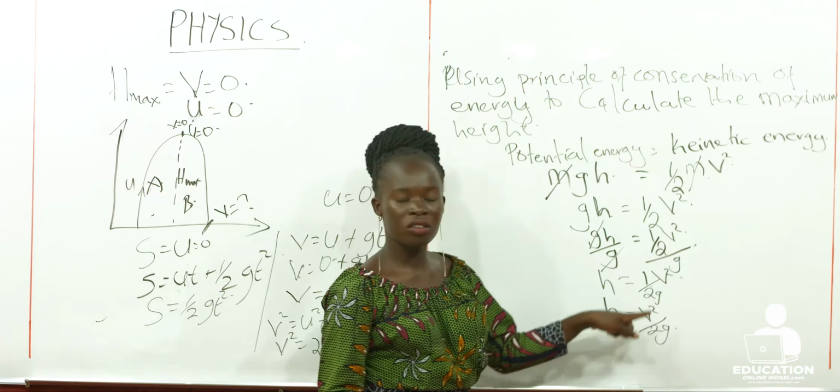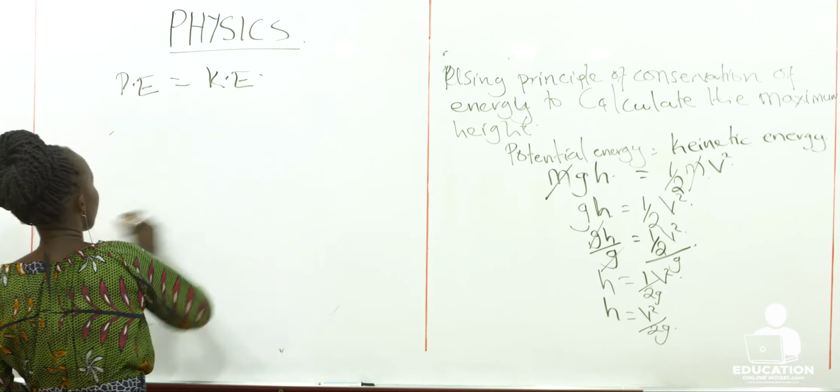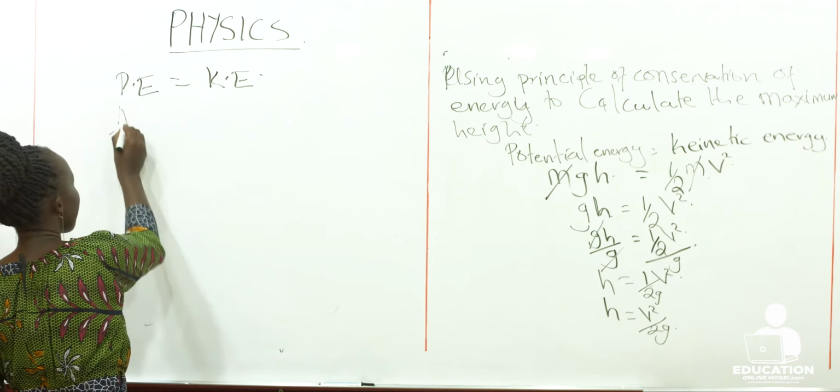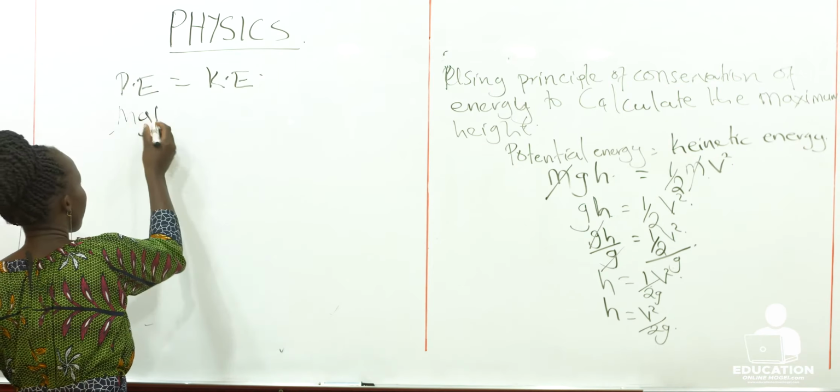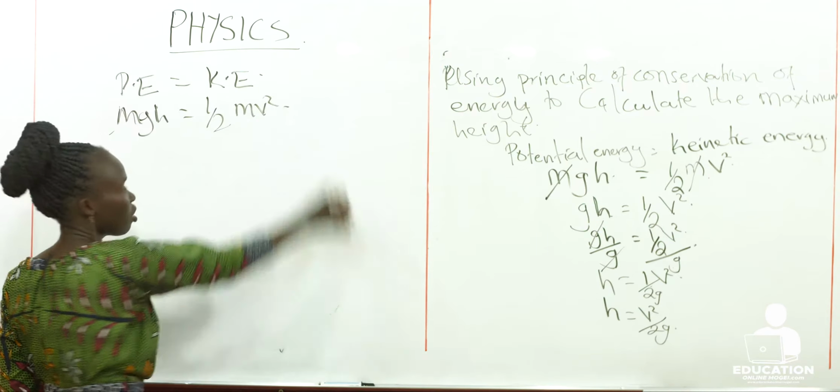This is in case you know the velocity with which the body is moving. If you do not know the velocity, how would you find the velocity from the same formula? Since your potential energy is equal to kinetic energy, we shall have mgh equaling a half mv squared.